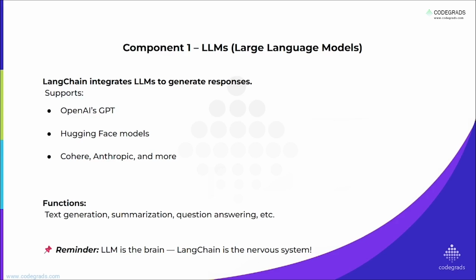So you can see the similarity in the context. Here the LLM acts as a brain and LangChain is the nervous system. Both are important for the proper functioning of a human body. That also applies to a chatbot: we need both the LLM and LangChain for the proper functioning of the chatbot.